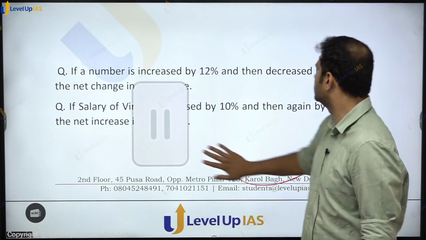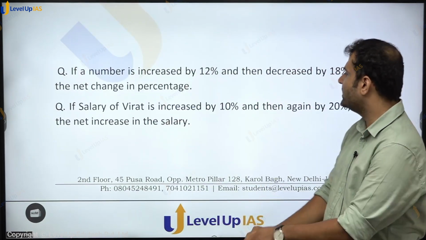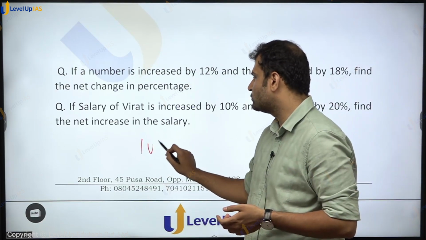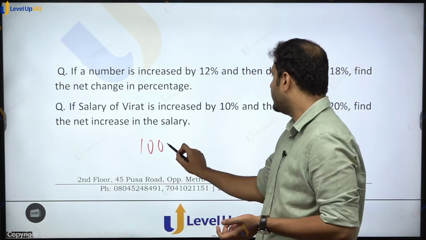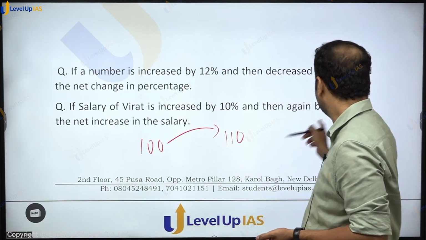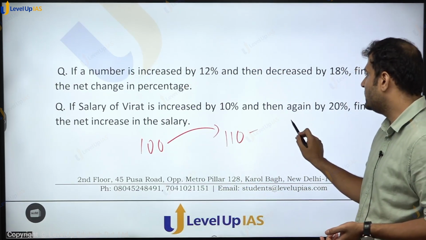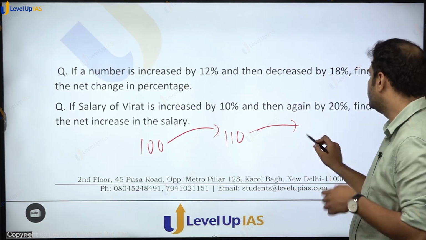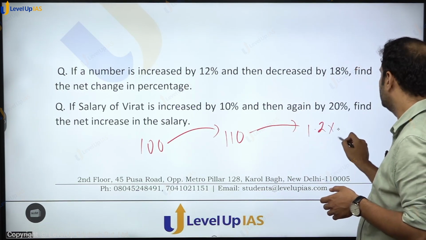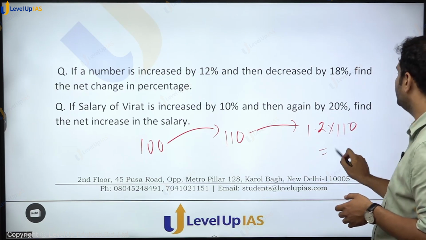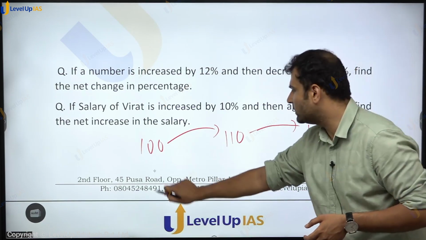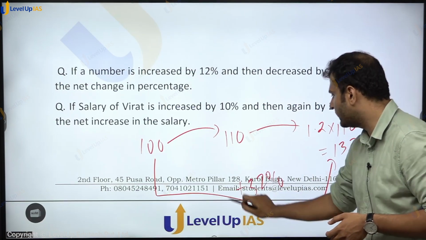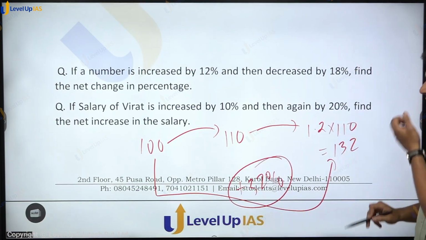Next, the salary of Virat is increased by 10% and then again by 20%. Find the net increase. Let us assume the salary started from 100. A 10% increase means 110, and then a 20% increase on this, 20% of 110, which is 1.2 times 110, which is 12 into 11, so 132. So from 100 to 132, the net change is plus 32%. Correct? That is the net change.